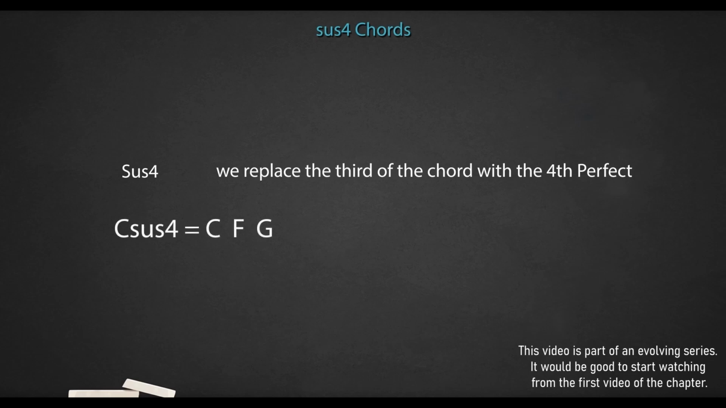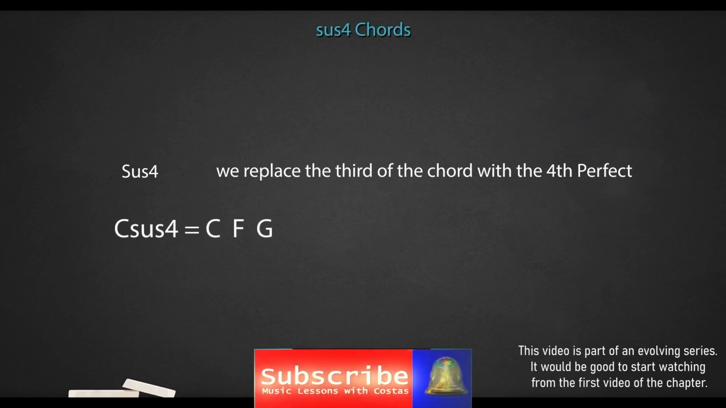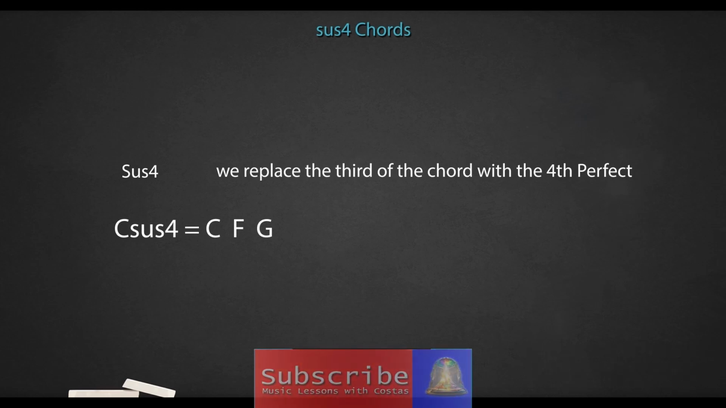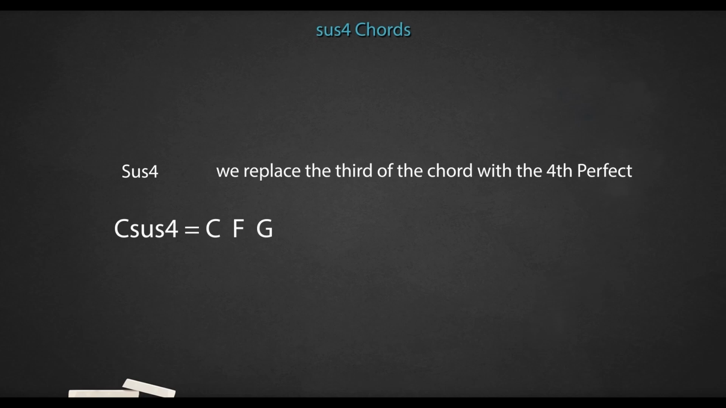The C sus4 consists of C, F, and G. It is interesting to hear this chord. The sound of it leads to the homonymous major chord, and as a sound it is very common in the finale of a piece. So let's hear C sus4, C.